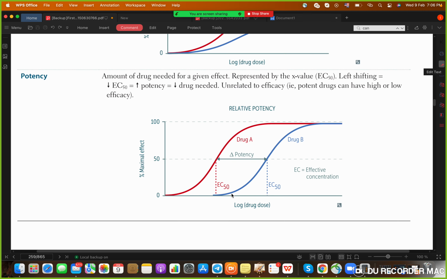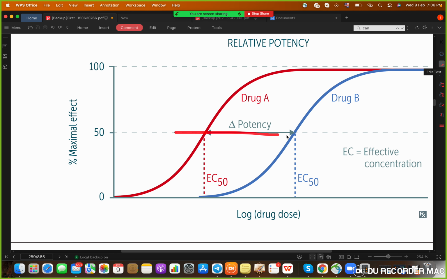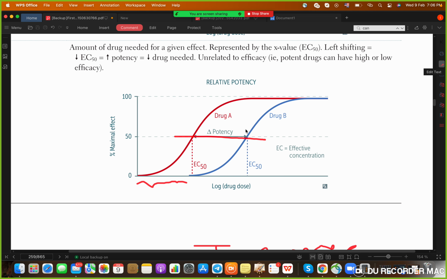So let's say you start having a pharmaceutical effect at 50. For drug A, you need less drug to reach this effect, not efficacy. Efficacy is different.